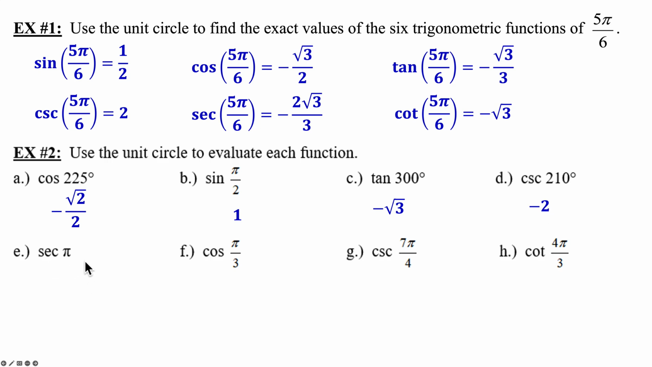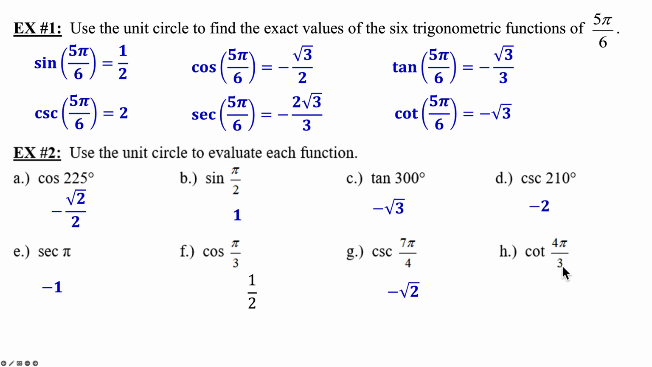Secant of pi, well, let's see, that's cosine, that's negative 1. Well, the reciprocal of negative 1 is still negative 1. Cosine of pi over 3, that was in quadrant 1, that's going to be a 1/2. Cosecant of 7 pi over 4, that's going to be my radical 2's. So that's going to be just the square root of 2, but that's going to have to be a negative square root of 2 because sine is negative in quadrant 4.